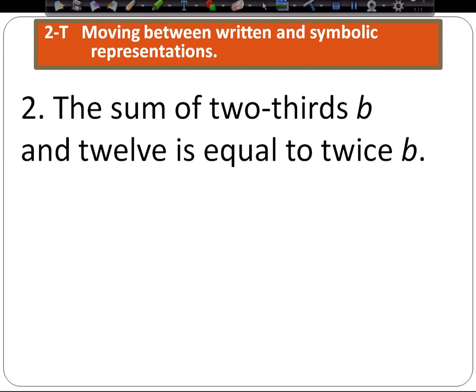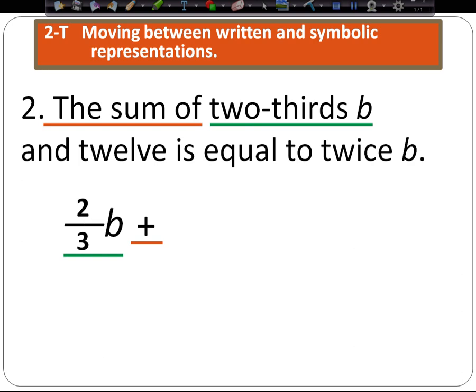Number 2 says the sum of 2/3 b and 12 is equal to twice b. Again, make sure and pause the video now and write down the example before you move on. Alright, the sum of means we're going to add, so we're going to go ahead and write down our addition symbol. Then we're going to look at 2/3 b, and we're going to write that as 2 over 3b. And 12, so we're going to add 2 over 3b, and we're going to add 12 to that, so plus 12. Is equal to, is just your equal sign, and then twice b.